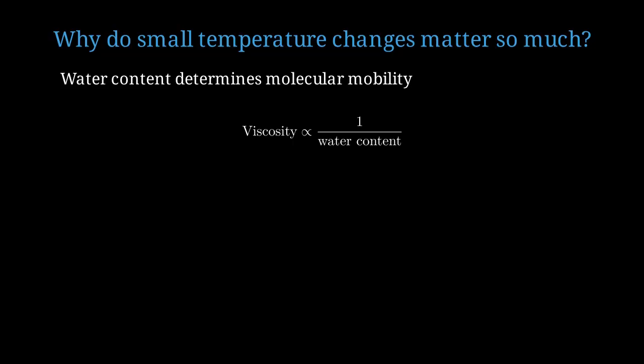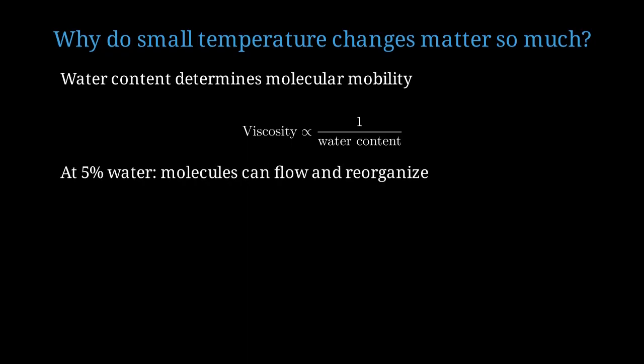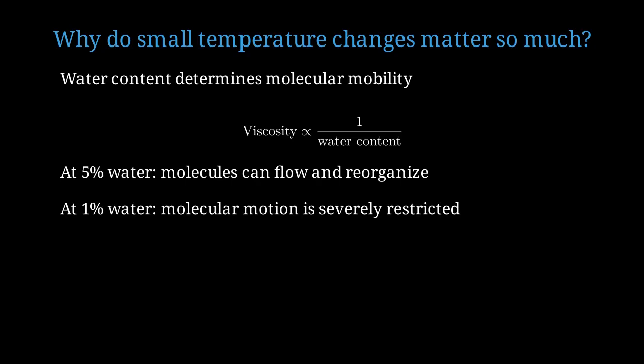Viscosity is inversely proportional to water content. As water decreases, viscosity increases exponentially, not linearly. At 5% water content, around softball stage, sugar molecules can still flow and reorganize. The candy is pliable. But at 1% water, in hard crack stage, molecular motion is severely restricted. The material becomes rigid and brittle.